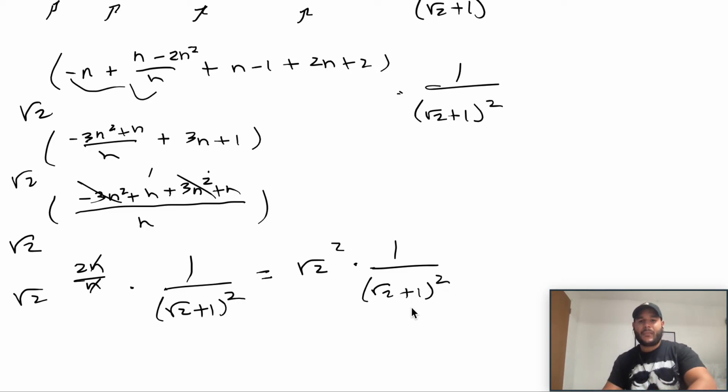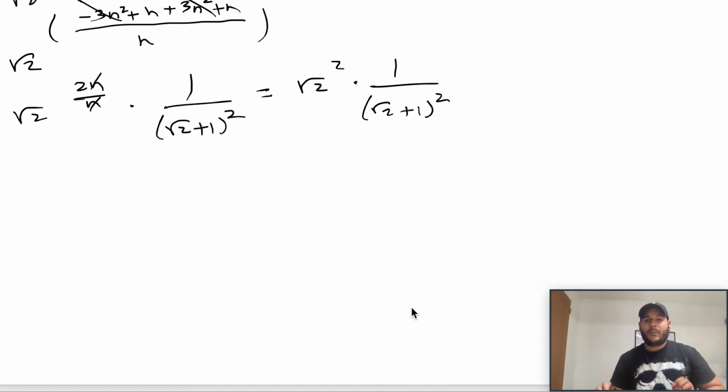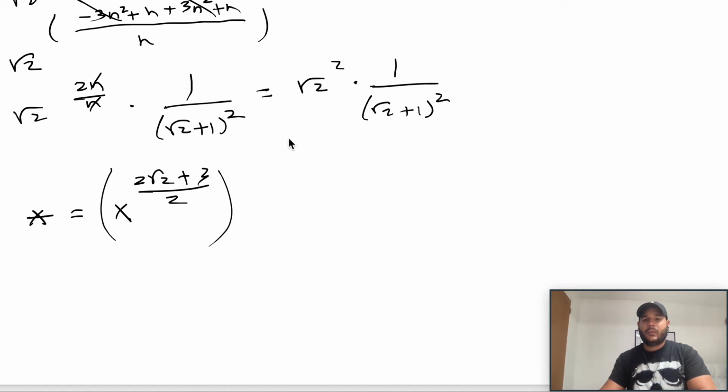So remember that all of this is now the exponent of star. And let's remember what star was. Star is equal to x to the 2 square root of 2 plus 3 over 2. So now all this stuff should be elevated to 2, hence, square root of 2 squared gives you 2, over square root of 2 plus 1 elevated to the second power.